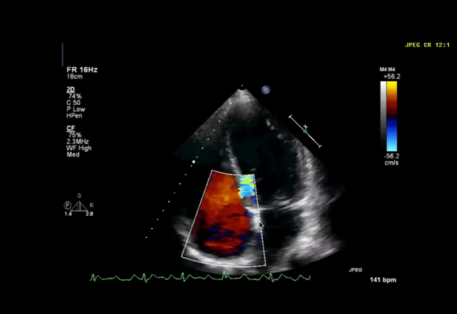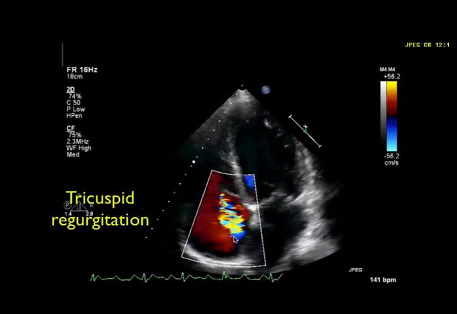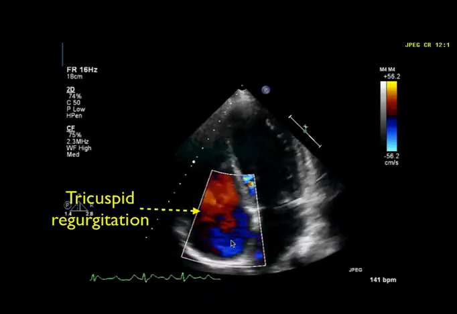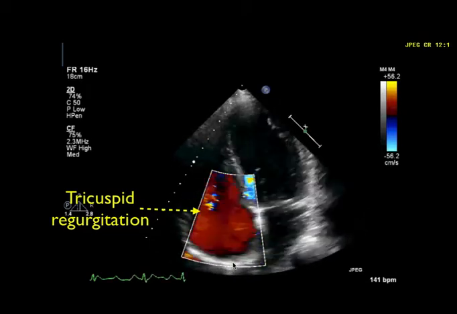And unfortunately for the same patient, they also have tricuspid regurgitation. We see this blue away jet happening a lot during systole down here as well.